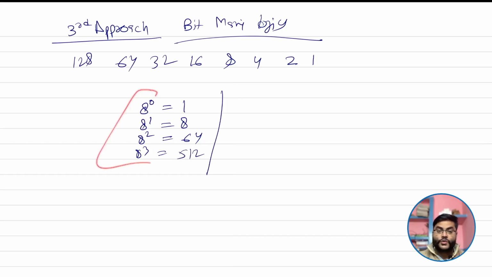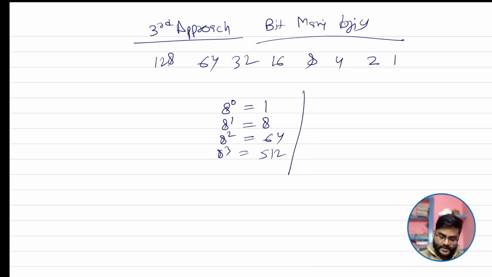Right. So what I will do, I will mark the bits where these values can be possible. If I extend this, it will be 256 and 512. Okay. So I will mark this here. Power of 8 is possible here, here, here, and here.